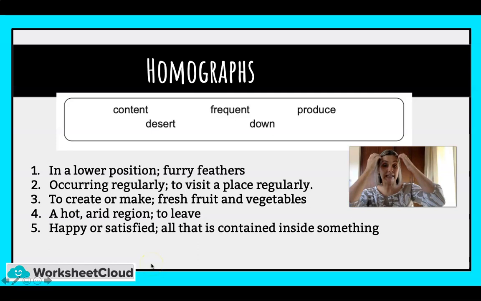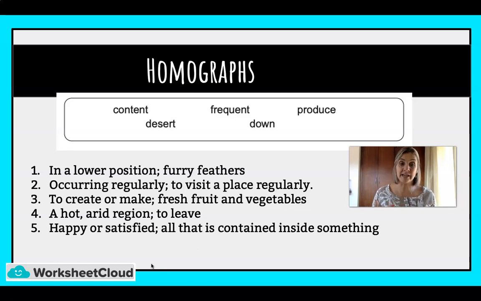Right, look at the first one. In a lower position, we're talking about being down underneath. Furry feathers, often we have down duvets. That's where the duvets are stuffed with feathers. Number 2, occurring regularly or to visit a place regularly. So occurring regularly is frequent if it happens often. But to visit a place regularly, you'd say I frequent that pizza place.